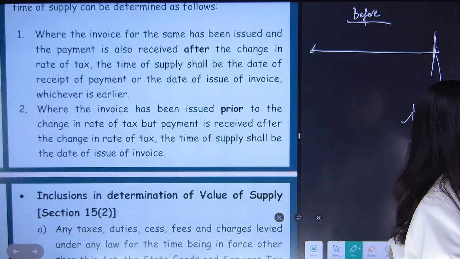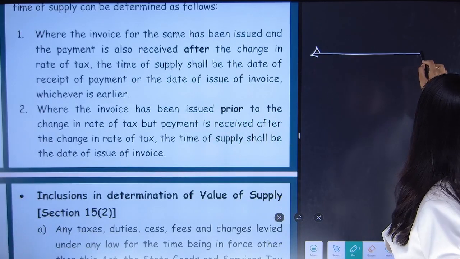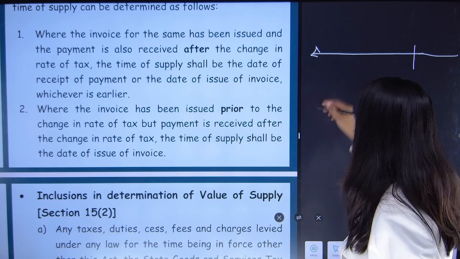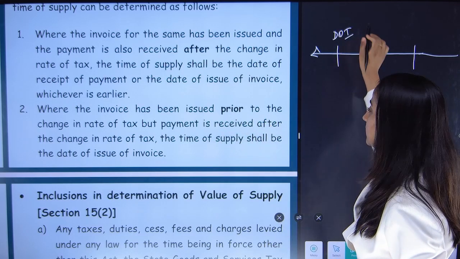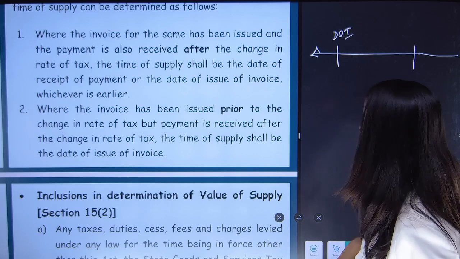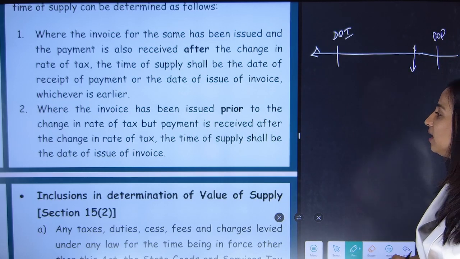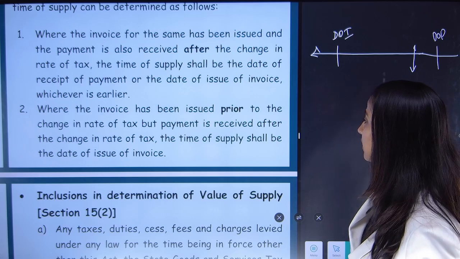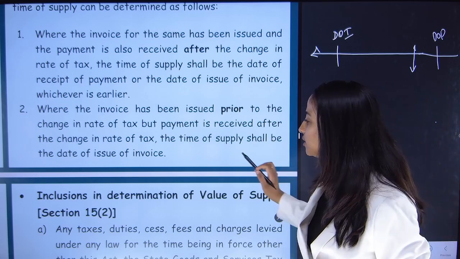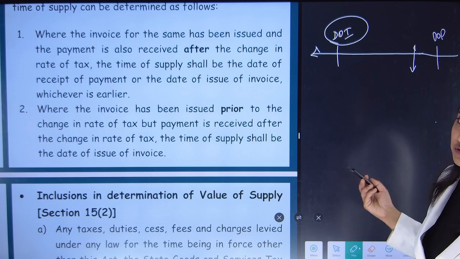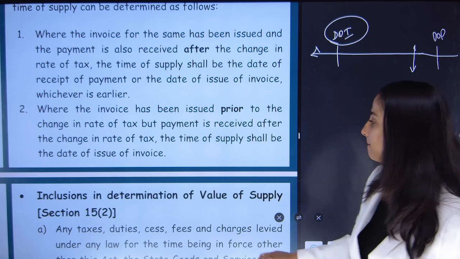Now in the other case, where the invoice has been issued prior to the change, let's say this is the date of invoice, but the payment is received after the change, this is the date of payment. Then earlier of these two is what? The time of supply should be the date of issue of invoice. Which is the earlier of these two? Date of issue of invoice, right? Yes.